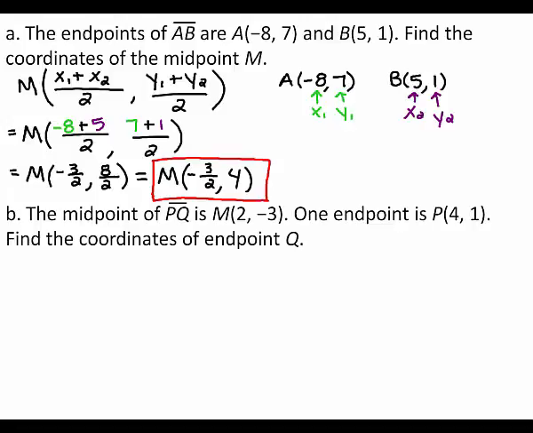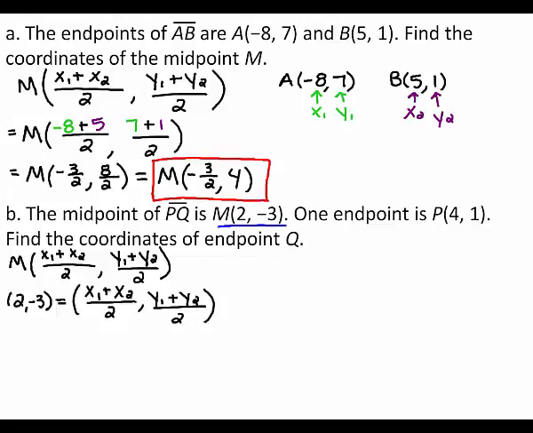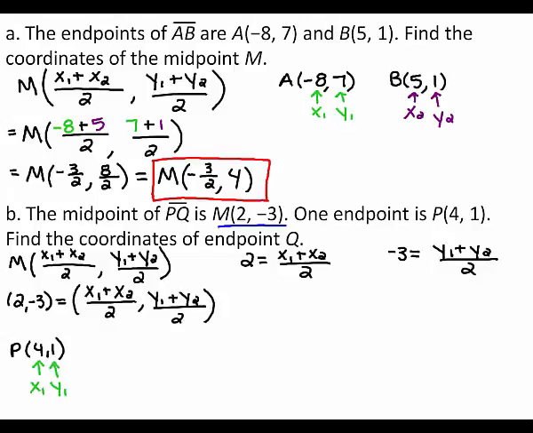In part B, the coordinates of a midpoint are (x1 plus x2) all divided by 2, (y1 plus y2) all divided by 2. In this problem, you are told that the midpoint of segment PQ is M(2, -3). So, the coordinates (2, -3) must equal ((x1 plus x2) divided by 2, (y1 plus y2) divided by 2). Therefore, 2 must be equal to (x1 plus x2) divided by 2, and -3 must be equal to (y1 plus y2) divided by 2. Now, you are also told that one endpoint is P(4, 1). Let x1 equal 4 and y1 equal 1, and let the coordinates of endpoint Q be (x2, y2).